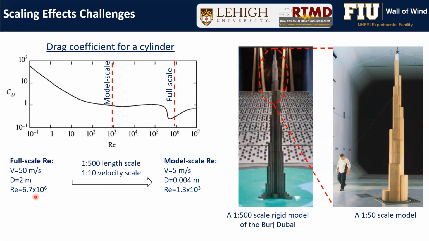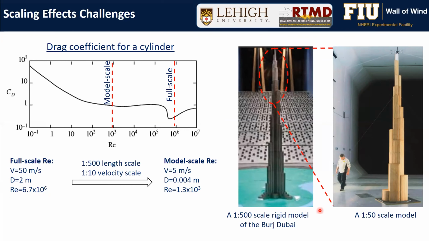So these are the numbers. For example, if you have a velocity of 50 meters per second and a diameter of 2 meters, then the resulting Reynolds number is on the order of 10 to the power 6. If we scale that velocity by 1 to 10, so the velocity is now 5 meters per second, and the diameter is reduced with a length scale of 1 to 500, so the diameter is about 4 millimeters, then the Reynolds number is significantly reduced.